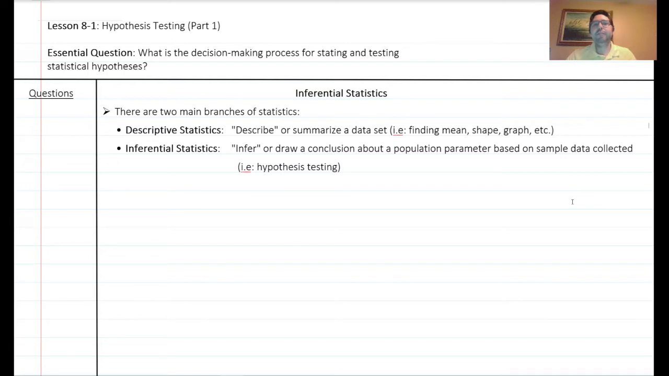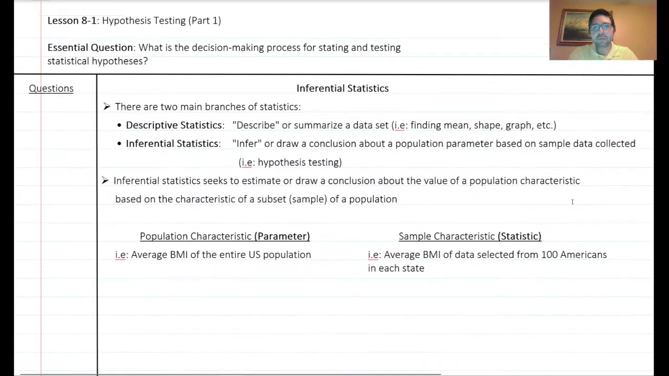Now we're going to talk about inferential statistics, which is to infer. Infer means to draw a conclusion. So we want to draw a conclusion about a population parameter based on data that we collected. An example of this is the hypothesis testing process that we'll be introducing. So this unit will introduce hypothesis testing, which is going into inferential statistics. Again, the point of inferential statistics is that we want to estimate or draw a conclusion about the population based on taking a small portion of that population.